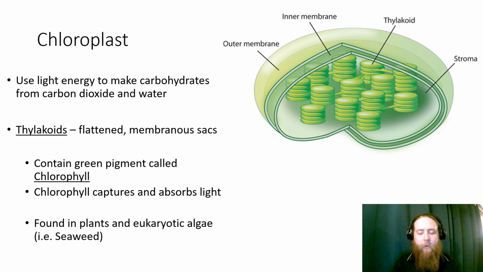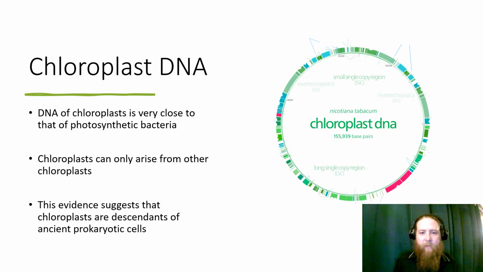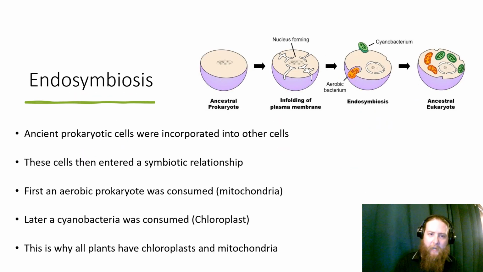Chloroplasts don't just belong to plants. They can be found in other things. All right, chloroplast DNA. This is the chloroplast DNA here. It is very close to that of photosynthetic bacteria, specifically cyanobacteria. Chloroplasts can only be formed from other chloroplasts, and this evidence points to the fact that we think cyanobacteria are descendants of ancient prokaryotic cells that were eaten up by another cell and not quite digested. And we call this theory endosymbiosis.